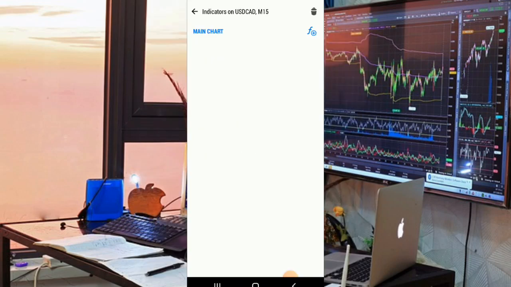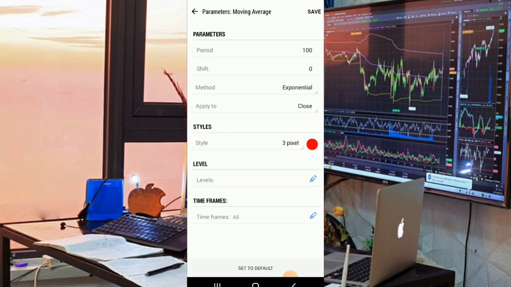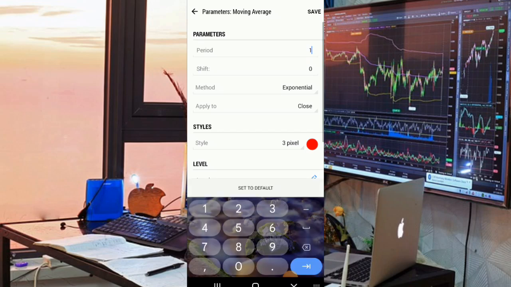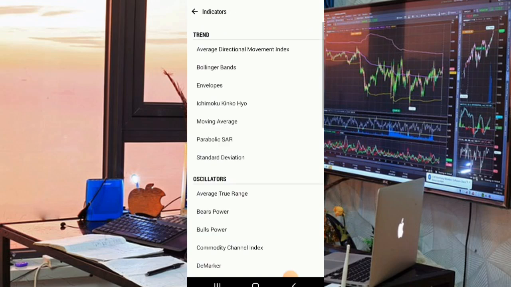So the first thing we are going to do is come to the main function F, and we are going to add the moving average. We're going to click on that number and put period 70, then shift 0, method exponential, apply to close, make it 3 pixel and make it red. So let's go.